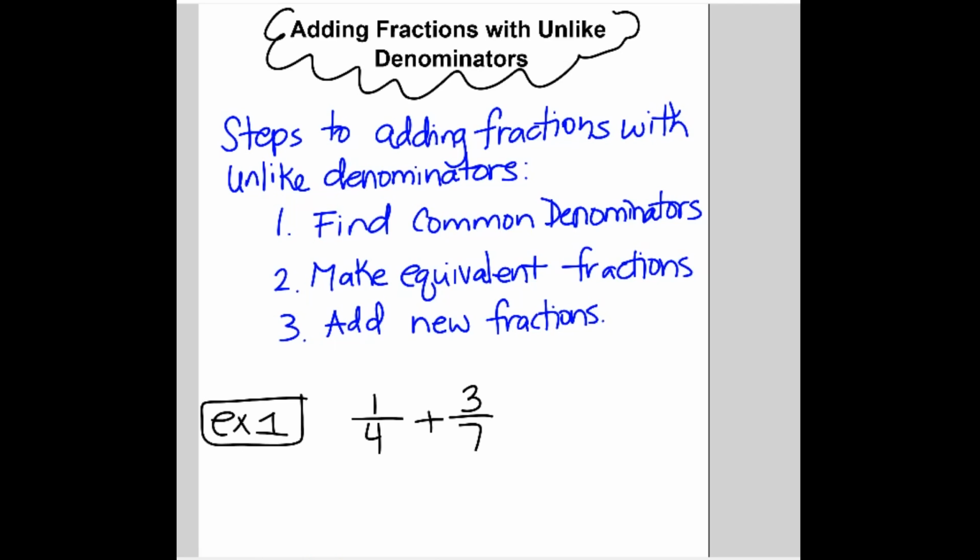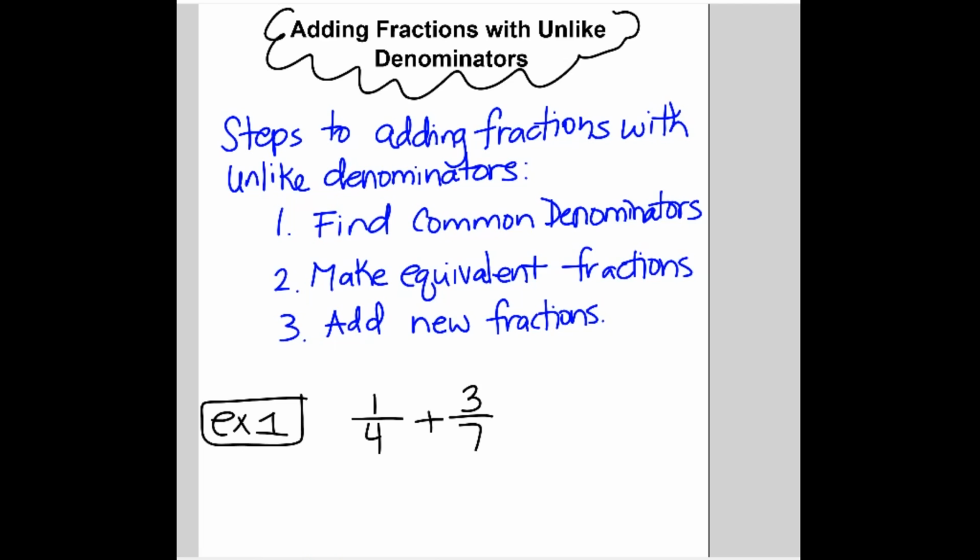So our first step is to find common denominators. We know how to do that. That means we're getting our multiples for each denominator, and then we circle the first one that's the same. The first number that's the same is what we use. Then we make equivalent fractions for each of the fractions that we're using so that they have the same denominator. And lastly, we add the new fractions that we made. So let's go ahead and get started.